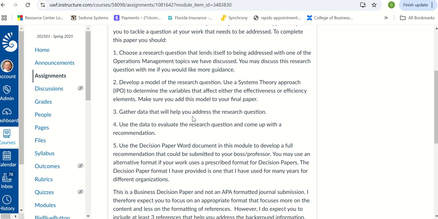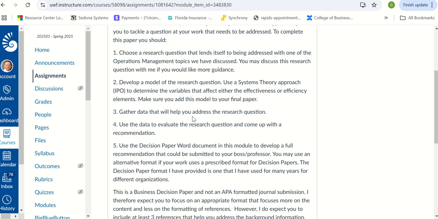I understand. Next, I want you to use that data to evaluate your research question and come up with a recommendation. Because that's what we do as operations managers, right? We look at situations, we compare the situations, we evaluate, we simulate, whatever it may be.